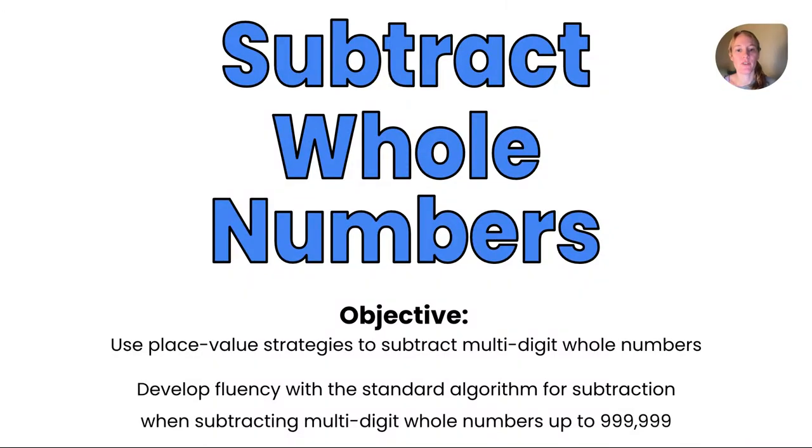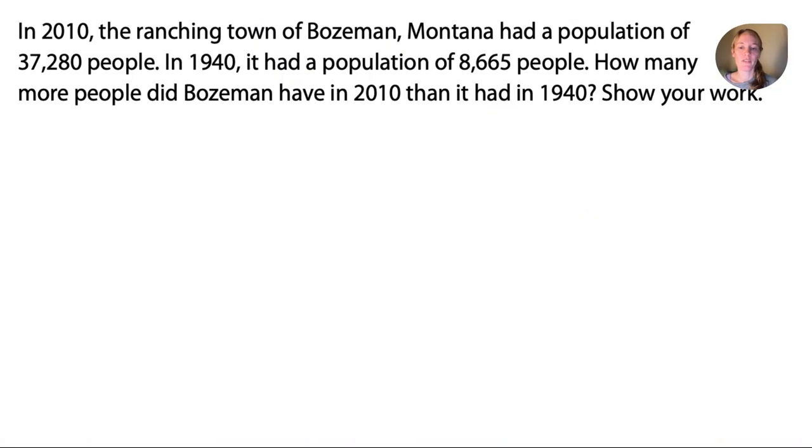Lesson 5 is about subtracting whole numbers, with the objective being able to use place value strategies and develop fluency with the standard algorithm when subtracting larger numbers. So the first example problem is, in 2010, the ranching town of Bozeman, Montana had a population of 37,280 people. In 1940, it had a population of 8,665 people. How many more people did Bozeman have in 2010 than it did in 1940?